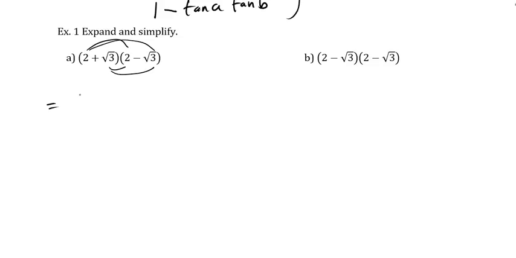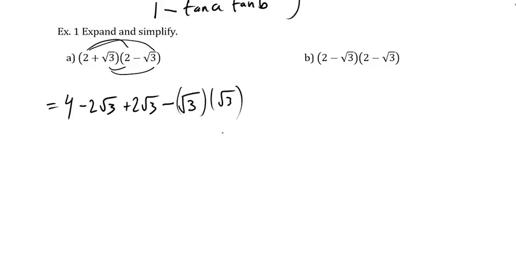2 times 2 is 4. 2 times negative root 3 is negative 2 root 3. Root 3 times positive 2 is plus 2 root 3. And positive root 3 times negative root 3 is going to be negative root 3 times root 3, or root 3 squared, which is what? Right? Okay, we'll get there in a second.